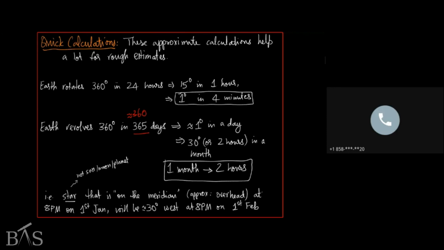The other way to think about it is, if there's a star that is high up in the sky on the celestial equator and on the meridian, we'll define these terms again, approximately overhead, and this is at 1st January 8 p.m., then it'll be 30 degrees west on 1st February 8 p.m., because 1 month is about 30 degrees. So these are good thumb rules to do some quick calculations for rotation and revolution.